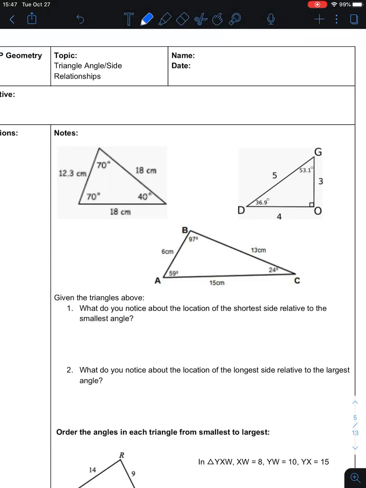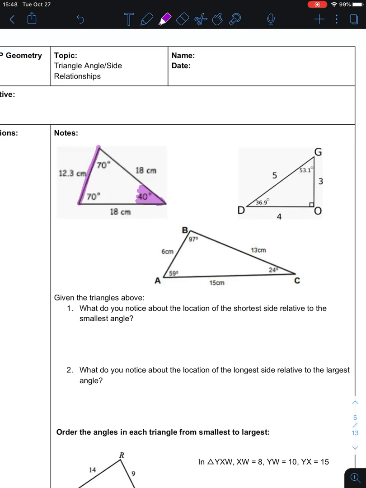So as you start this angle, I want you to take a minute to look at these triangles and pay attention to the location of the short side and the long side, the short side, the medium side, the long side, and how it relates to the angles. If you look at question 1, what do you notice about the location of the shortest side relative to the smallest angle? So let's start by looking here.